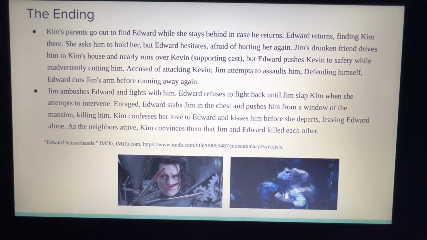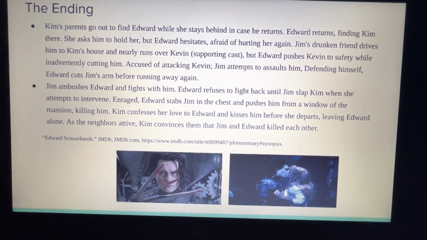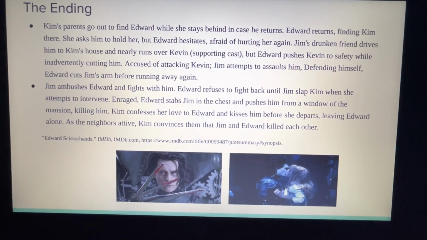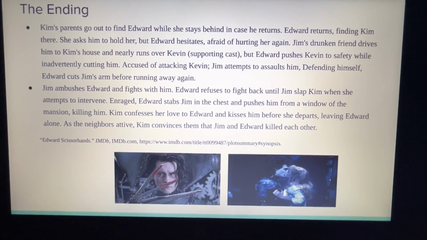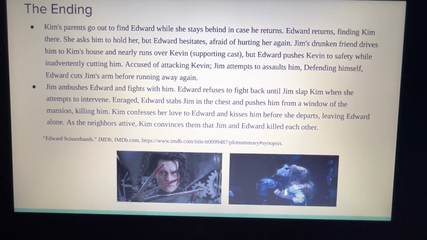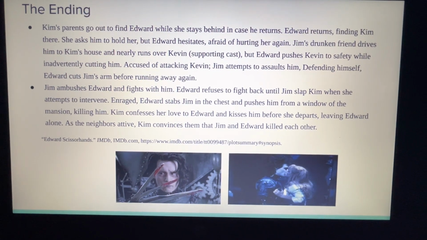Kim then confesses her love to Edward and kisses him before she departs, leaving Edward alone in his Gothic mansion. As the neighbors arrive, Kim convinces them that Jim and Edward killed each other.